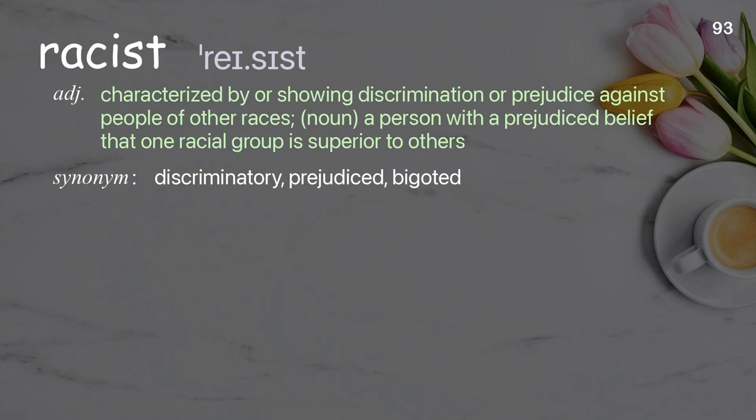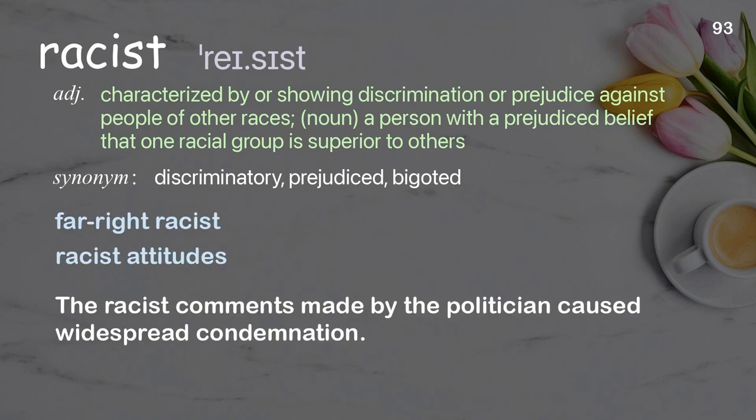Racist. Characterized by or showing discrimination or prejudice against people of other races. Noun: a person with a prejudiced belief that one racial group is superior to others. Examples: far-right racist, racist attitudes. The racist comments made by the politician caused widespread condemnation.